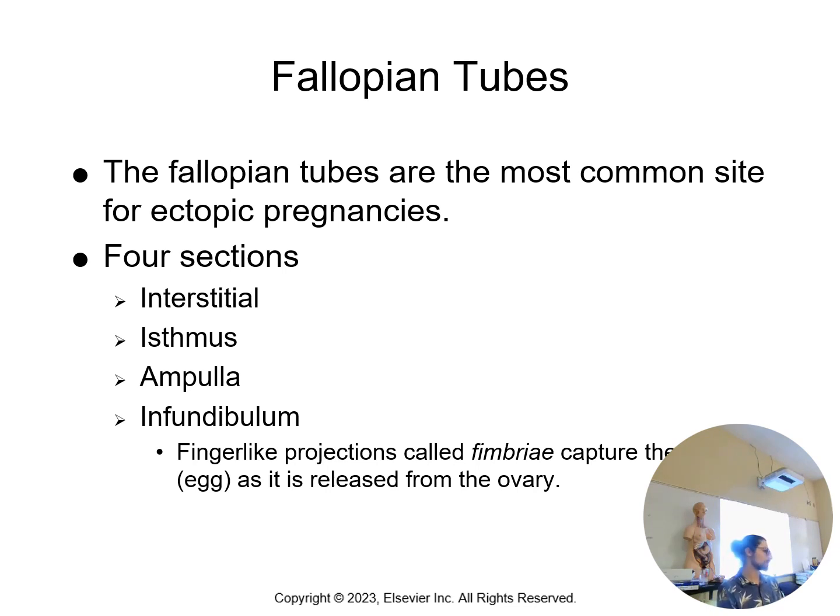So it might be in your fallopian tubes, that's the most common. It can actually be in your peritoneum. You mean like the middle of your abdomen. That's why they're medical emergencies, because there's no way to get that baby out other than cutting you open. You want to cut you open before it pops out.